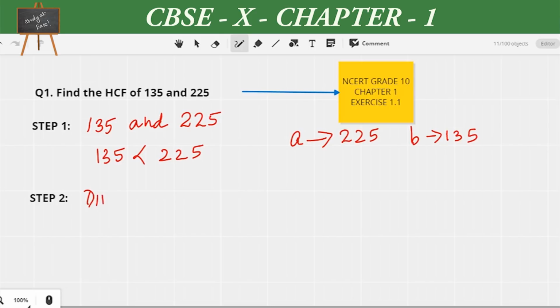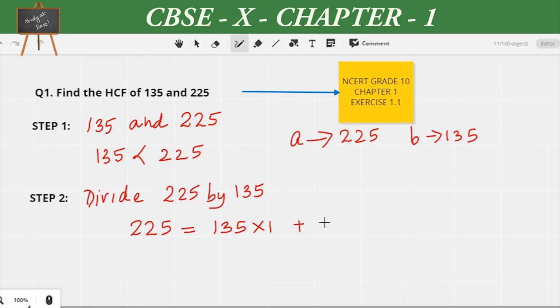Step 2. Now we are going to divide 225 by 135. So we're going to write this in the form a is equal to bq plus r. So here it becomes 225 is equal to 135 plus 90. In this case, since the remainder did not become 0, it is still 90. So we're going to apply Euclid's division lemma again.